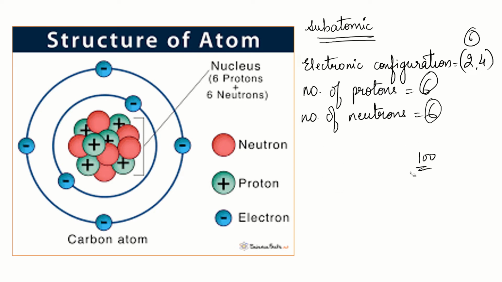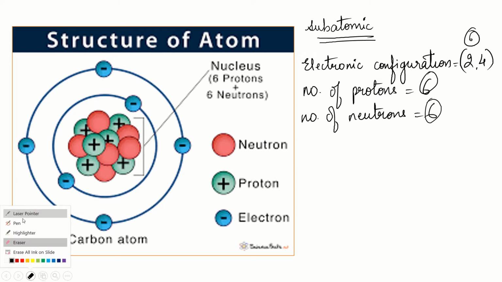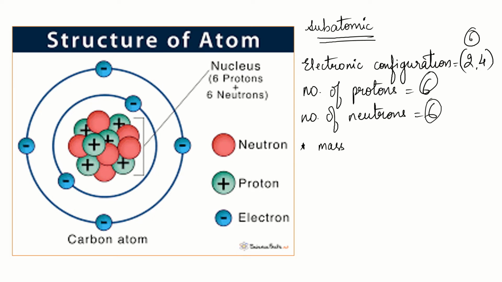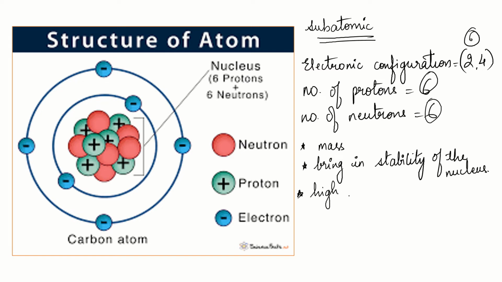And what is the role of neutrons? Neutrons not only add to the mass, because we saw that they do not carry charge, but they have mass. So it's not only the mass that they are adding, but they also bring in stability of the nucleus. How is that possible? Because we know that in a nucleus there are protons. Protons are positively charged. There could be high repulsive forces acting in the nucleus.